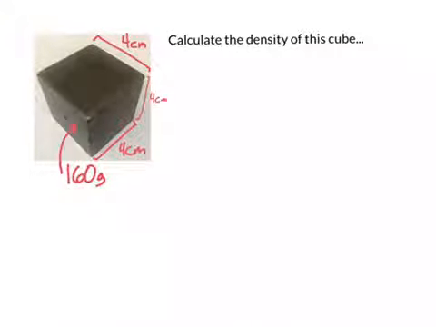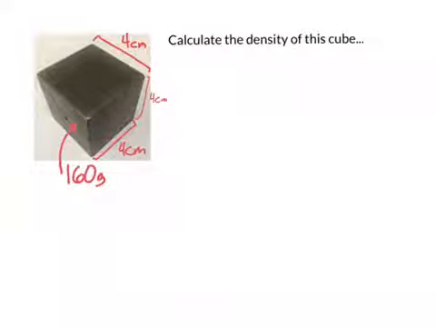All right, here is one way that we can use to figure out the density of an object, and this is where we can actually calculate the volume based upon length, width, and height. This is our cube here. You can see that, and I've given you dimensions of that. That's like a 4 by 4 by 4 centimeter cube, and it weighs 160 grams.